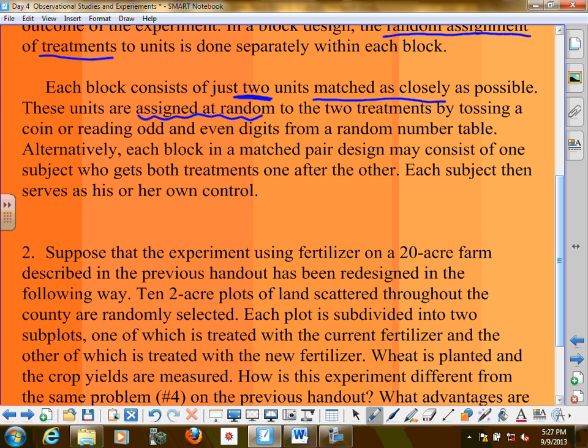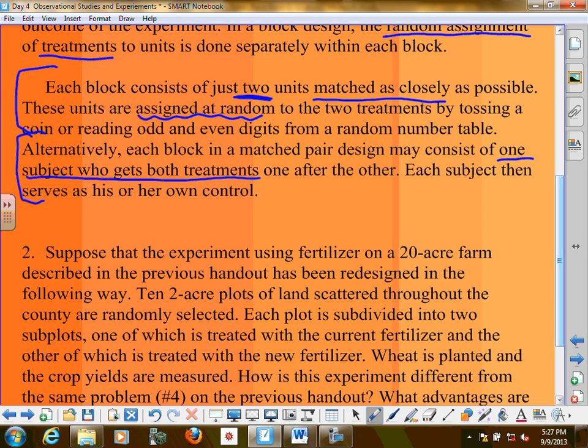You could also do this a different way. So one way is where you have the matched pair. One of the pair gets one treatment. One of the pair gets the other treatment. Okay? Alternatively, you could have one subject who gets both treatments.